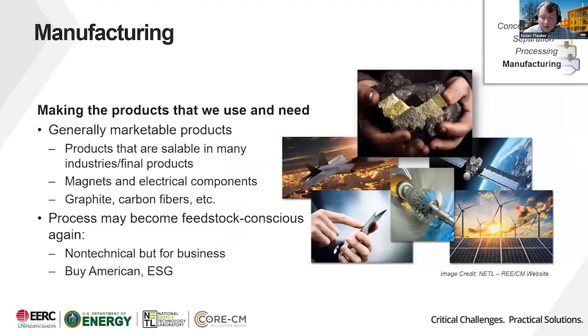And then in manufacturing, here is where you manufacture the components that are saleable in these many industries: the magnets, electrical components, graphite, carbon fibers, etc. And those are the components that will eventually go into the final products, the cell phones, turbines, F-35s, etc. And here the process does become feedstock conscious again, not usually for a technical reason, but for ESG, Buy America reasons, etc.